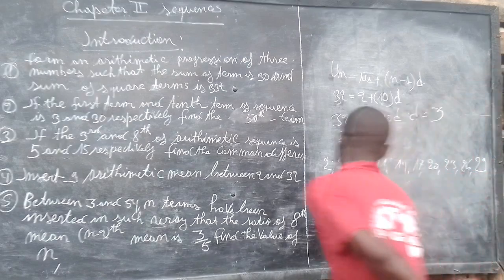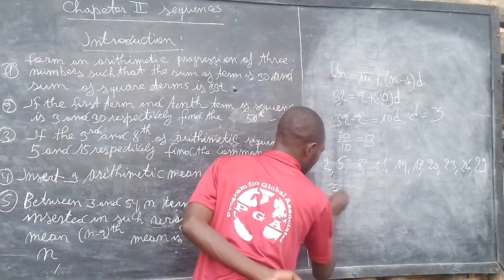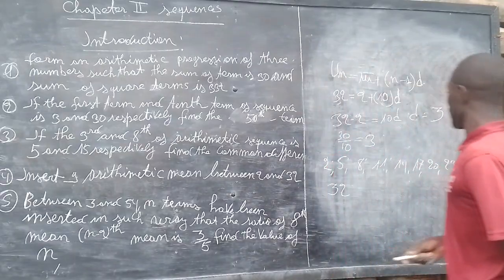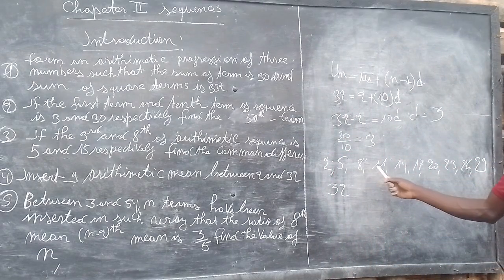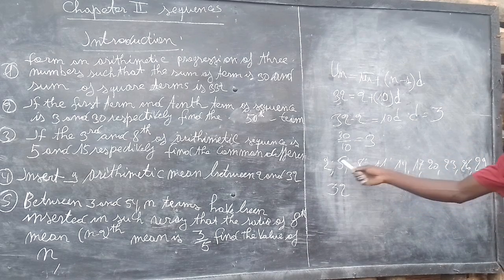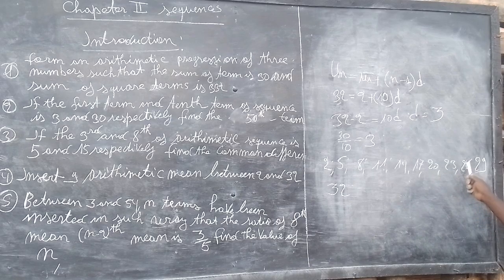And the last, plus 3, 32. So the numbers which we are asked to insert are 5, 8, 11, 14, 17, 20, 23, 26, 29. So we are asked to insert 9: 1, 2, 3, 4, 5, 6, 7, 8, 9. So I think this is how we are supposed to do this. It is very easy if you approach mathematics with your will. So this is the answer for the fourth question.